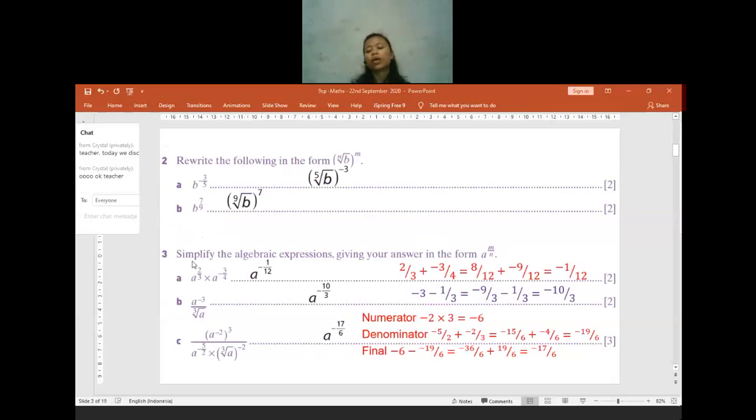For question 2, we already have the fractional indices. We have to change it into root form. So, yeah, we will follow the same rule.